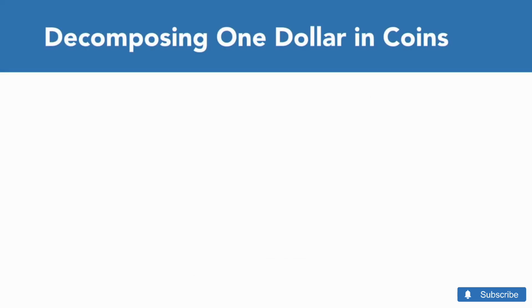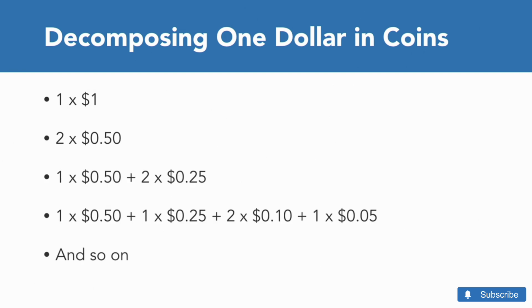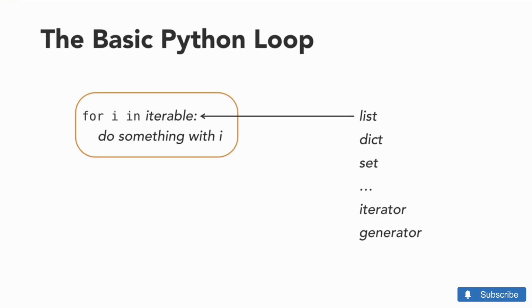Consider the combinatorial problem of breaking a US dollar into all possible combinations of coins. For instance, one dollar coin, two half-dollar coins, one half-dollar coin and two quarters, and so on. You can already see how we're going to need several nested loops for this. The basic structure of a loop in Python is for variable in iterable, followed by a block that is executed multiple times, with the variable taking on the values provided by the iterable. But what is an iterable?